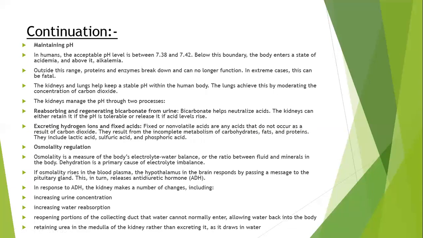The functions are basically osmolality regulation. Osmolality is a measure of the body's electrolyte-water balance, or the ratio between the fluid and the minerals in the body. Dehydration is a primary cause of electrolyte imbalance. If osmolality rises in the blood plasma, the hypothalamus in the brain responds by passing a message to the pituitary gland, which in turn releases ADH, anti-diuretic hormone. In response to ADH, the kidney makes a number of changes, including increasing urine concentration, increasing water reabsorption, reopening portions of the collecting duct that water cannot normally enter, allowing water back into the body, and retaining urea in the medulla of the kidney rather than excreting it, as it draws in the water.